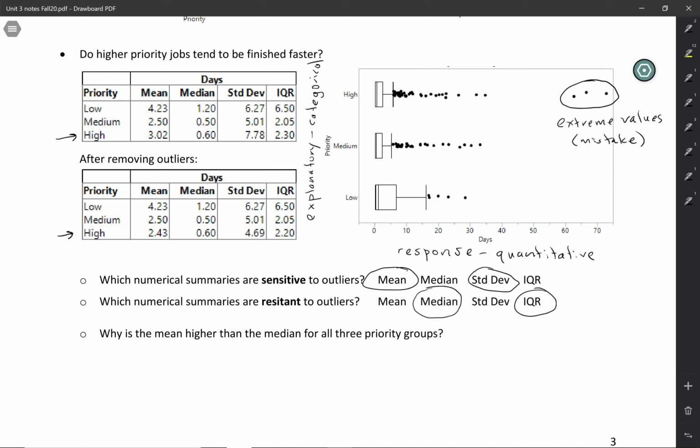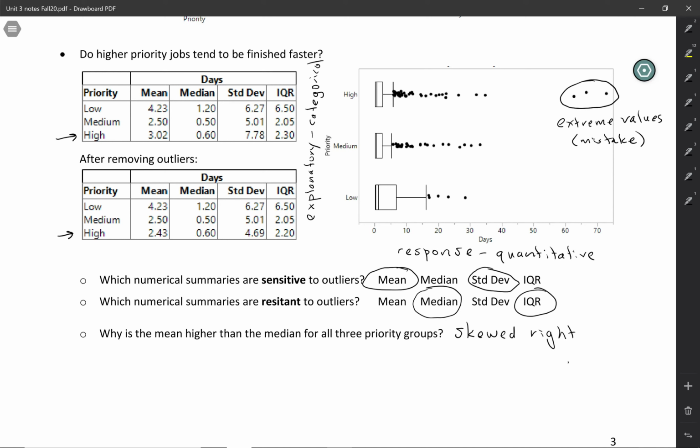So basically, the reason that the mean is higher than the median is because the data is skewed to the right. If the data were skewed to the left, it would be the opposite. The mean would be getting pulled down, and the mean would be lower than the median.